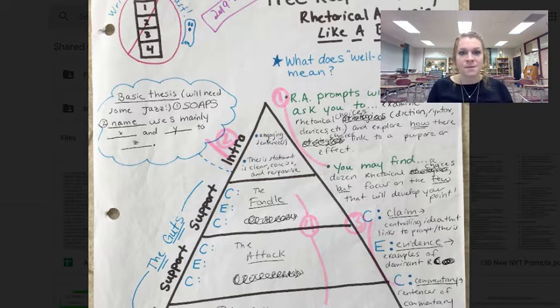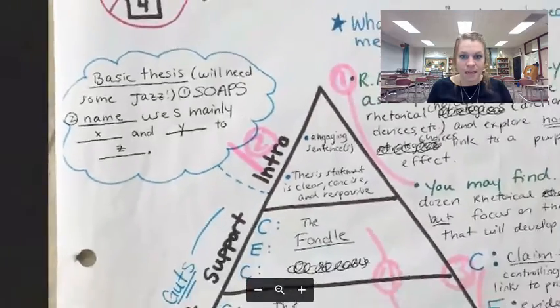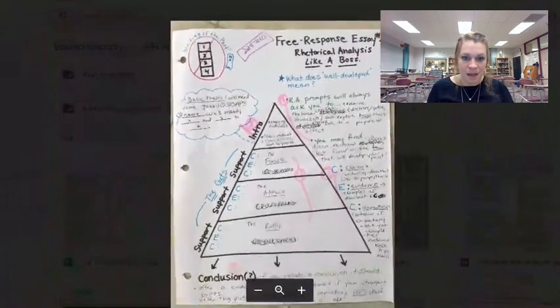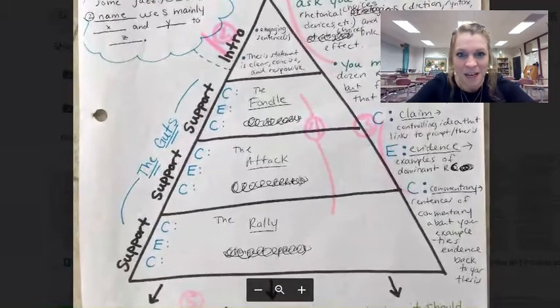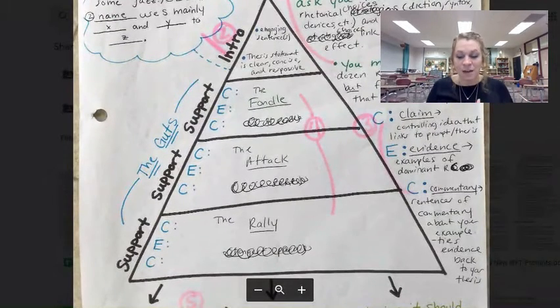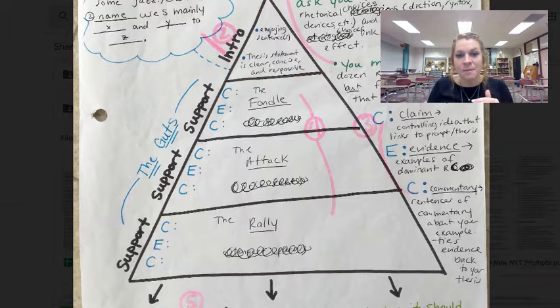All right, now we get into the bulk of this, which is going to be the triangle. You can see that this is a triangle shape. This is on purpose. The intro is going to be your smallest paragraph, and your last support is going to be your largest paragraph. That's why we have it in a triangle, and it's going to be different from anything you've probably ever seen before, which is okay. It's just going to take a little bit of practice.